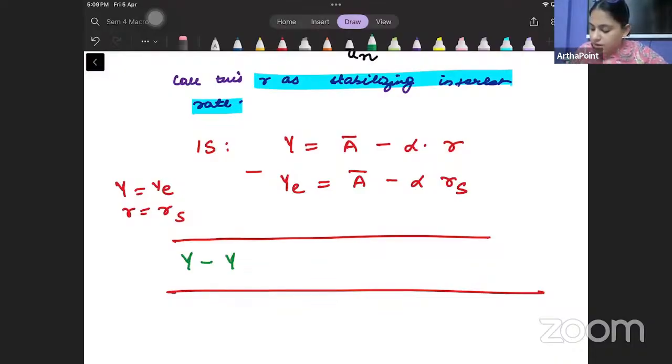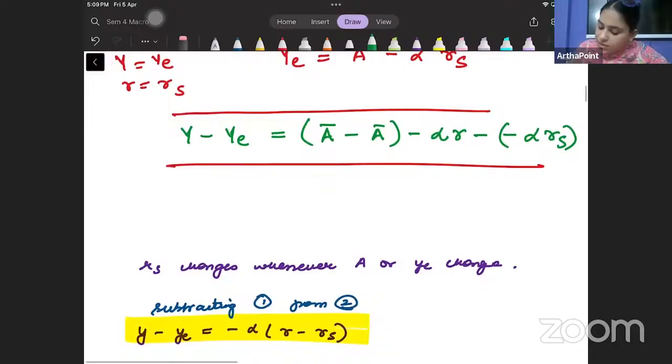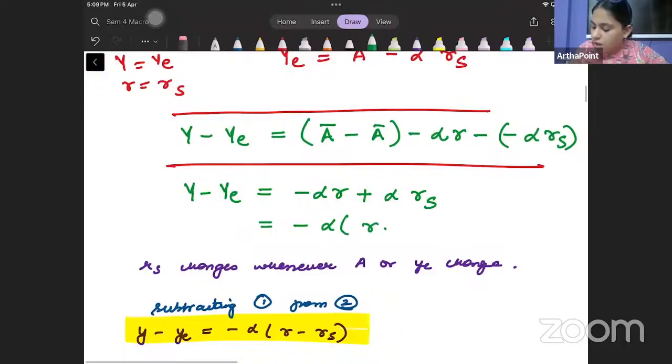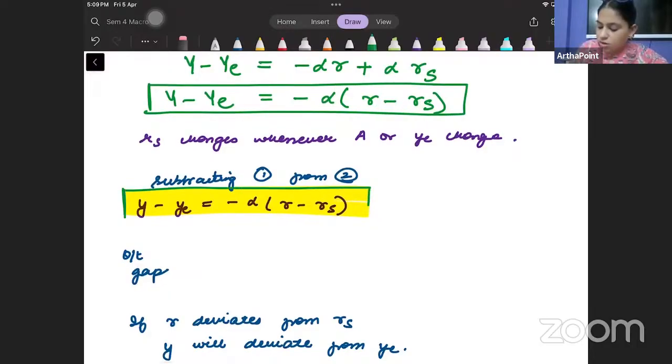Y minus YE is equal to A bar minus A bar, minus alpha R minus alpha RS. Yes, I have subtracted one equation from the second. So what will I get? Y minus YE is equal to minus alpha R plus alpha RS. Better to take minus alpha common: minus alpha times R minus RS. Y minus YE. Clear, beta?